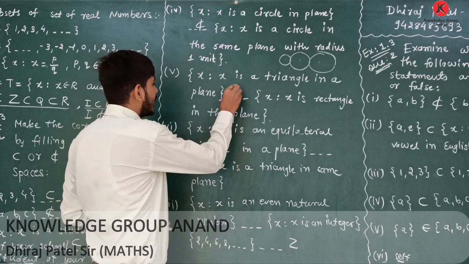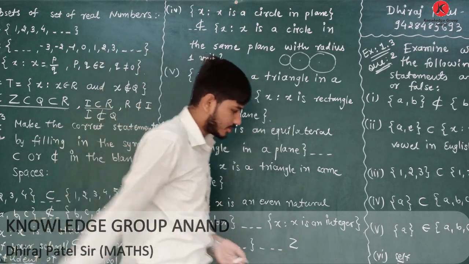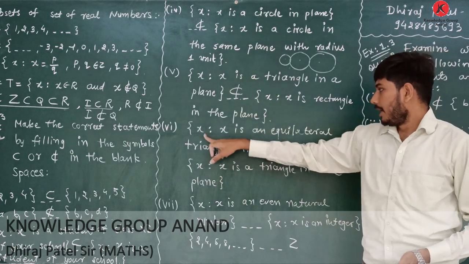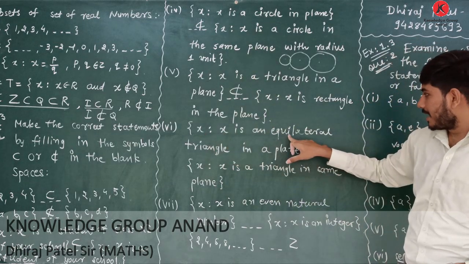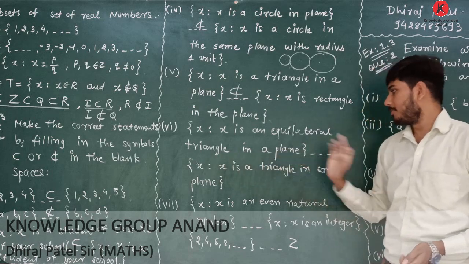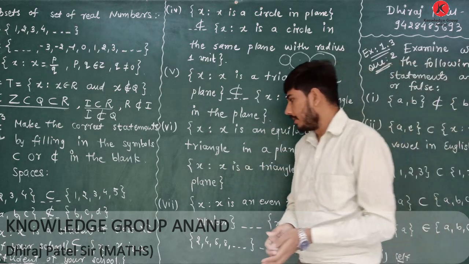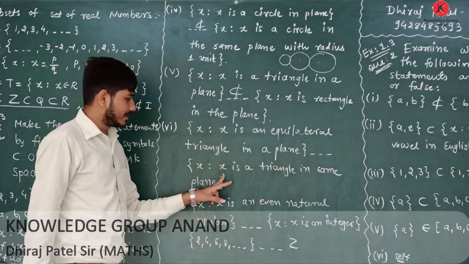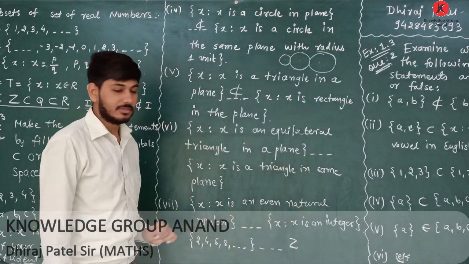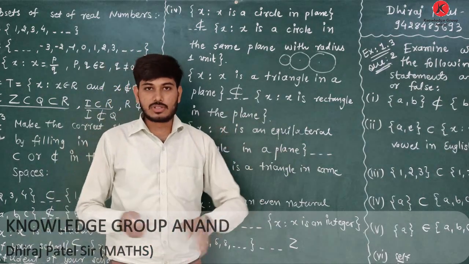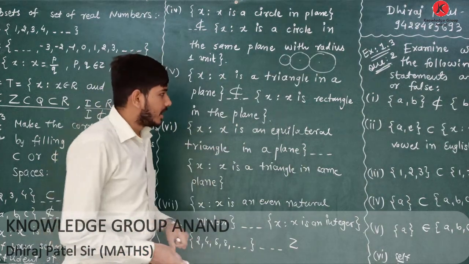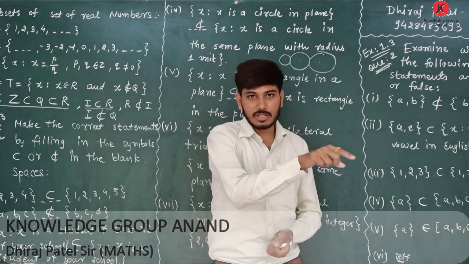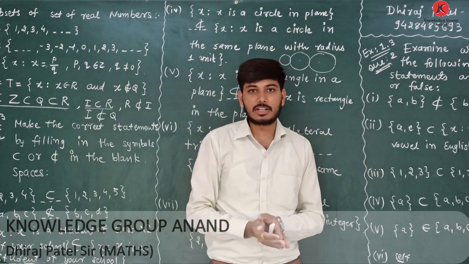{x such that x is a triangle in a plane}, any triangle in a plane, blank {x such that x is a rectangle in the plane}. Suppose there are many triangles. The number of triangles is infinite in the given plane. Okay. x is a rectangle in the plane. There are many rectangles possible in the plane. Therefore, this side also has infinite rectangles.